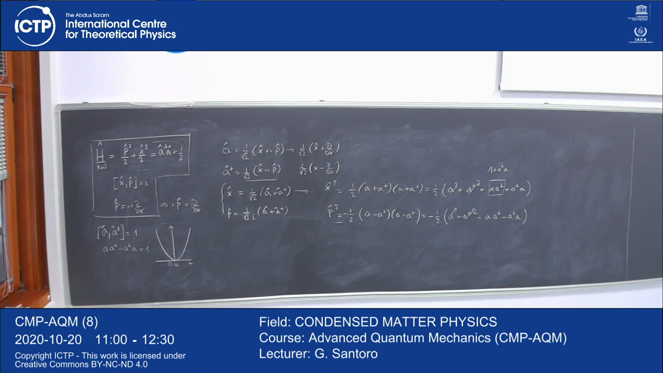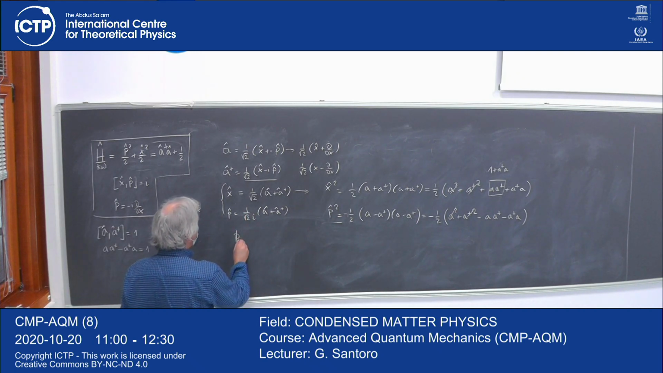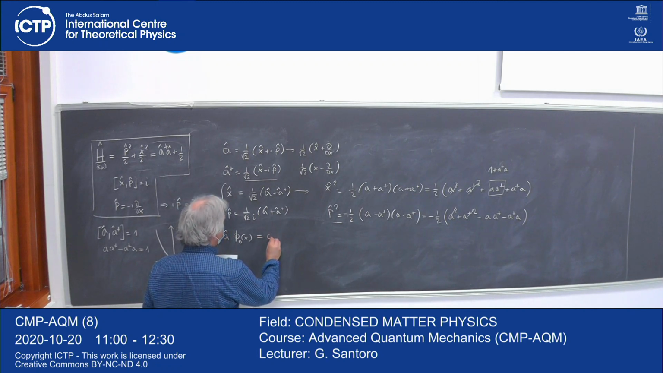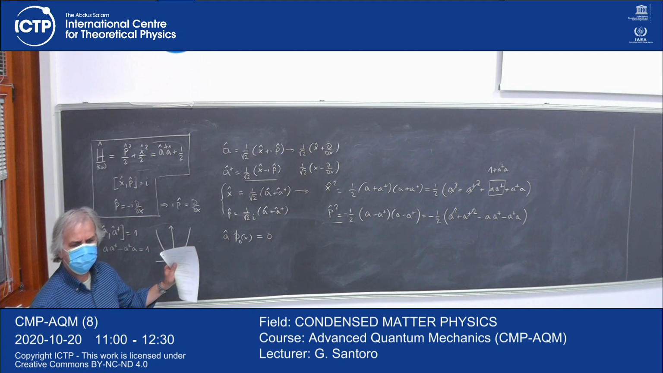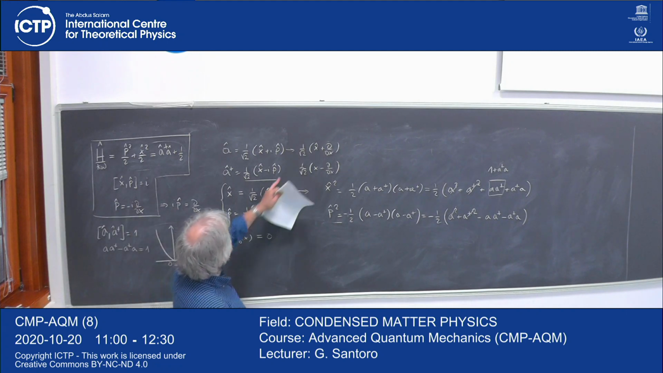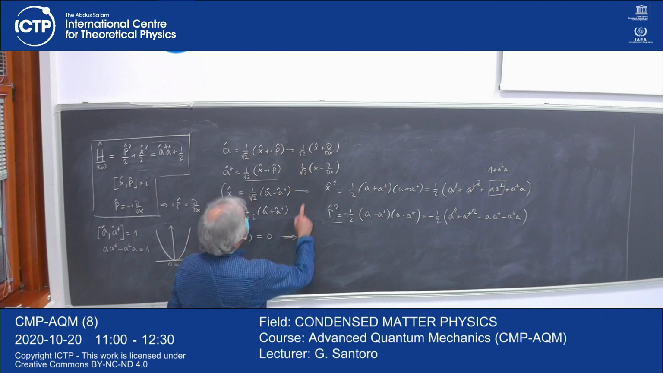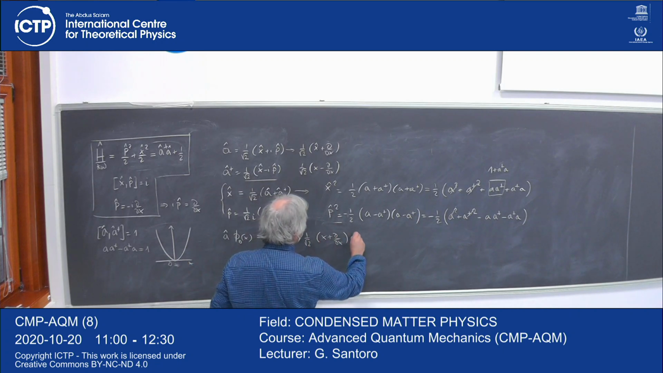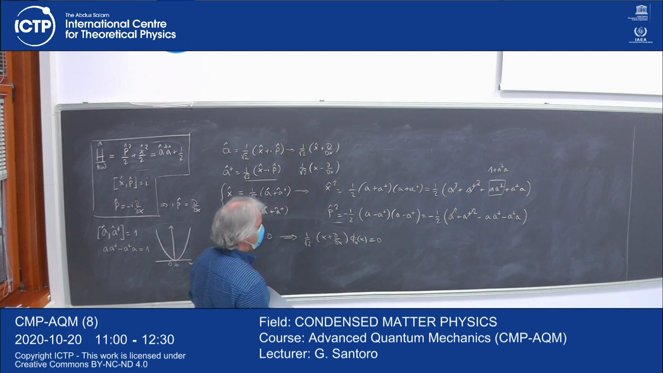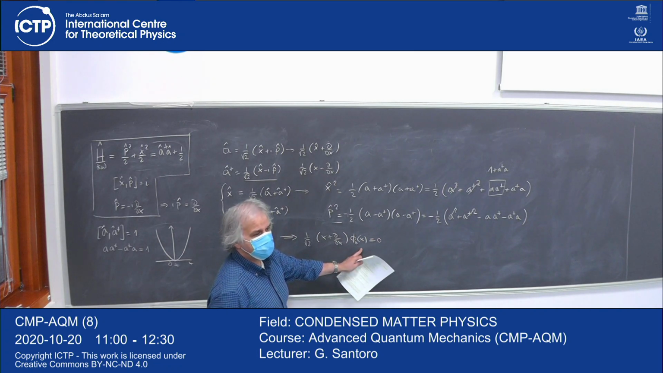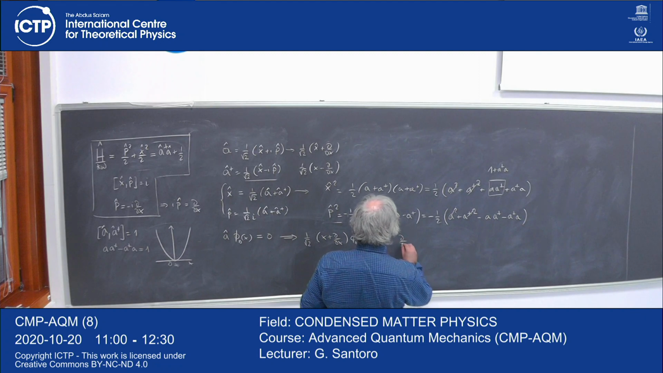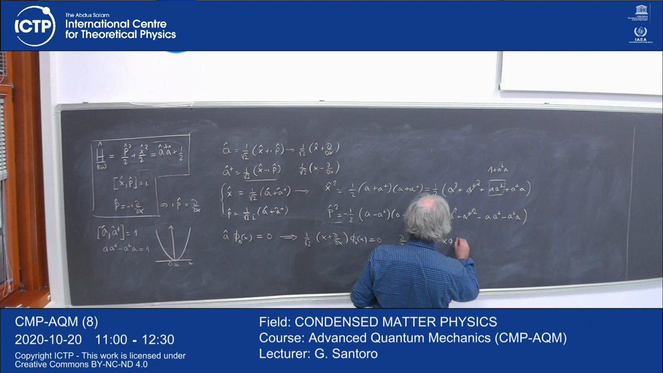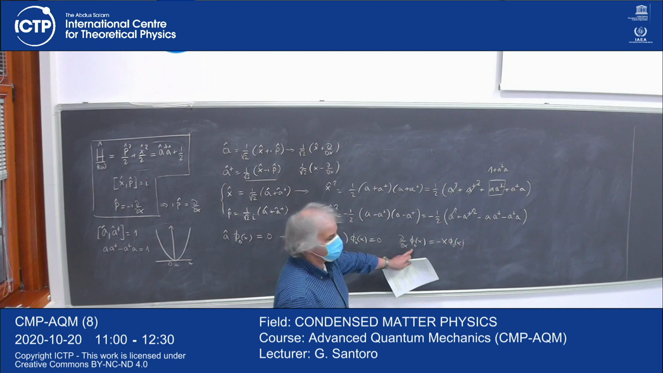Let me first do one consideration. Suppose for a second that I have found a state, let me call it phi 0 of x, such that when I apply A to it, I get 0. Is this something strange to you? No, not really. Look at the expression for A. This means, in practice, 1 over square root of 2, x plus the derivative with respect to x, of phi 0 of x should be equal to 0. What type of differential equation does this imply for phi 0? It implies that the derivative with respect to x of phi 0 is equal to minus x times phi 0.